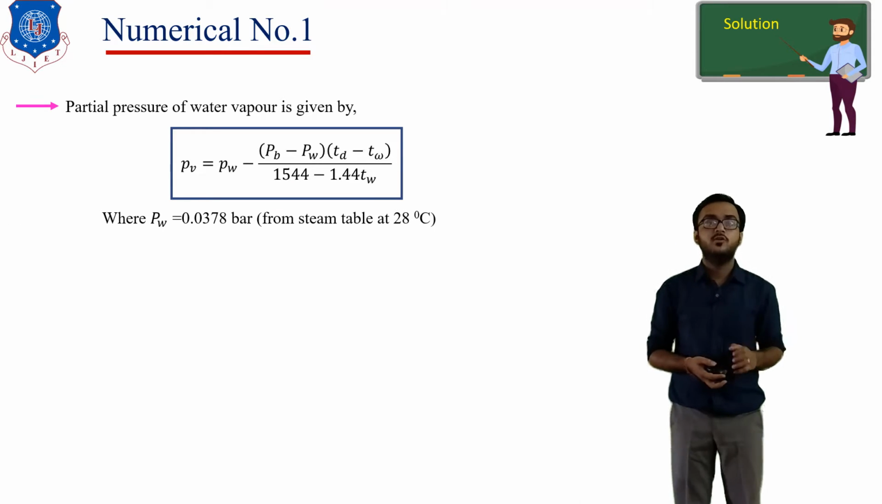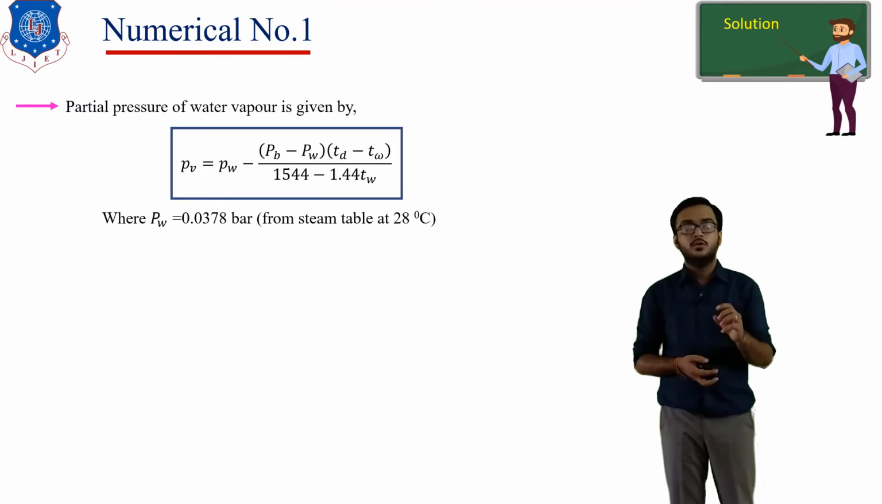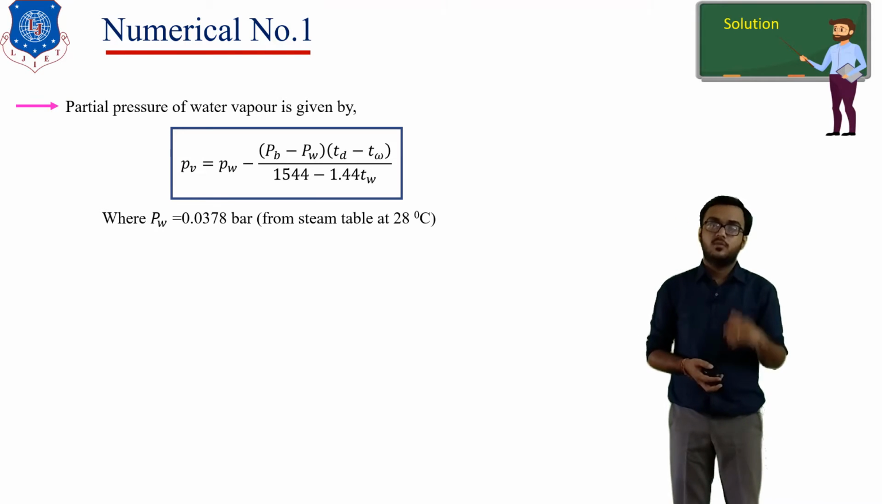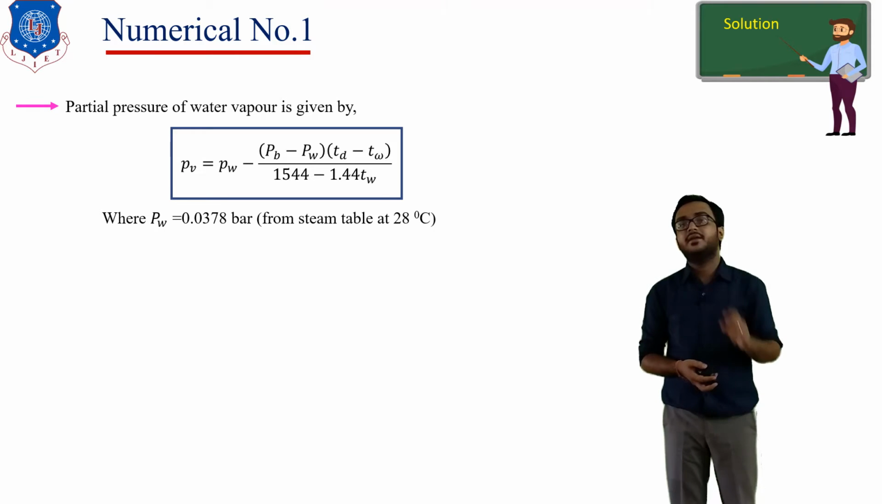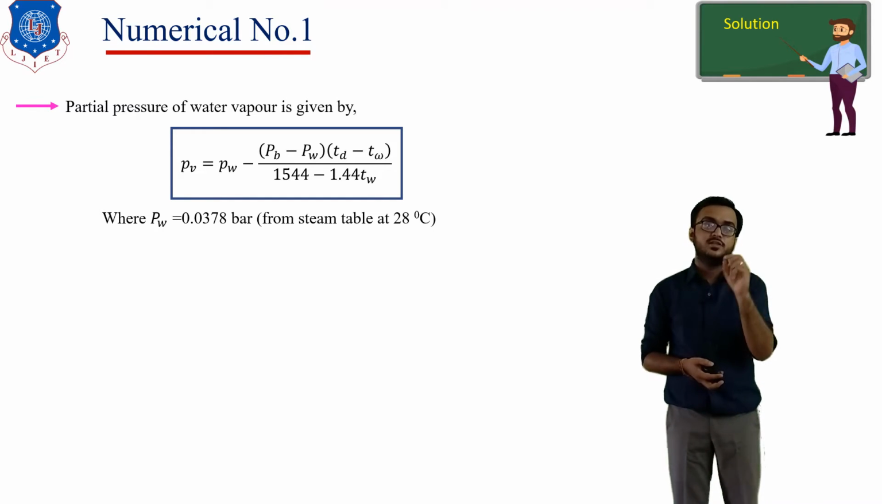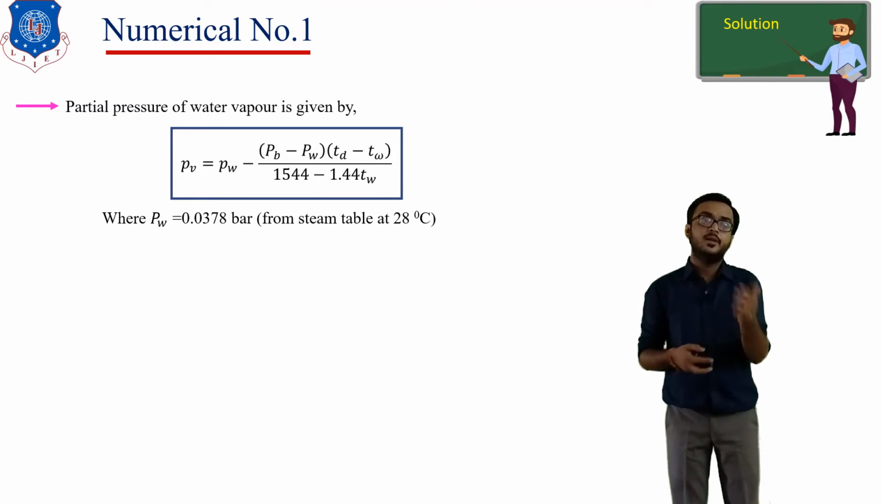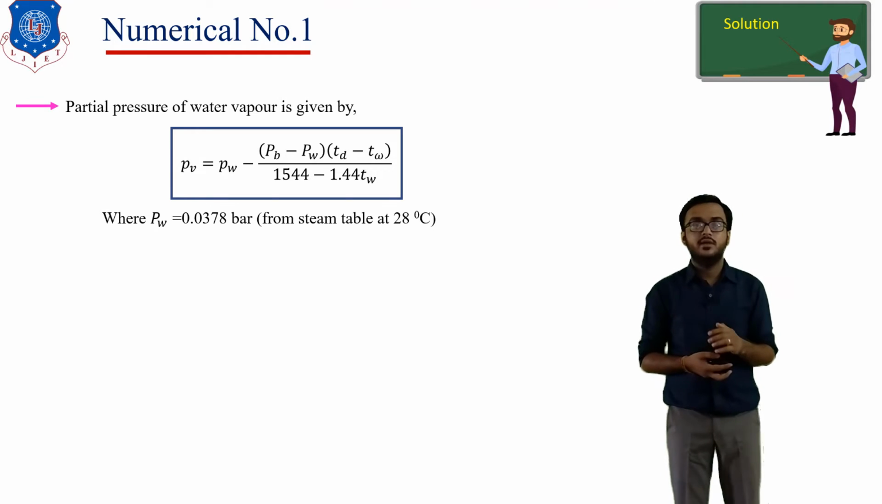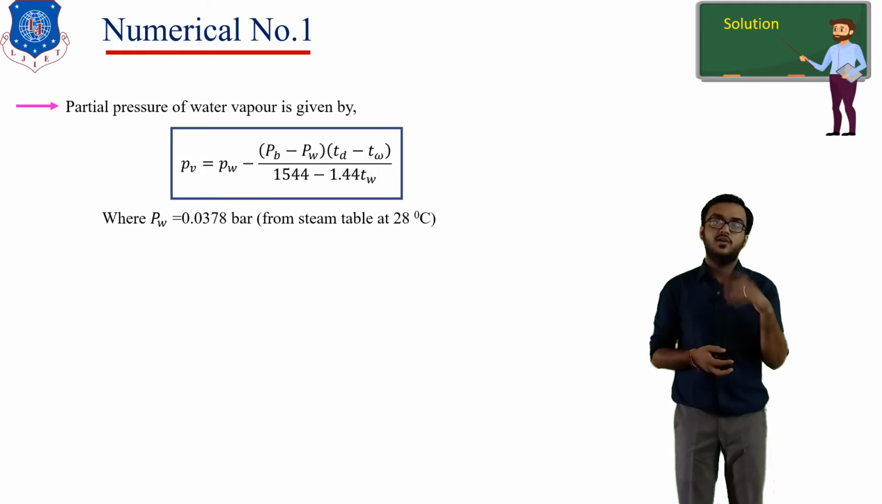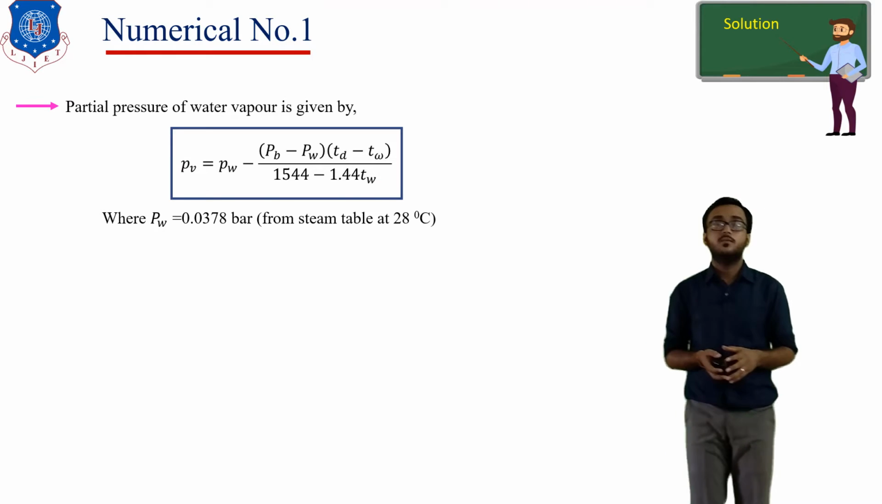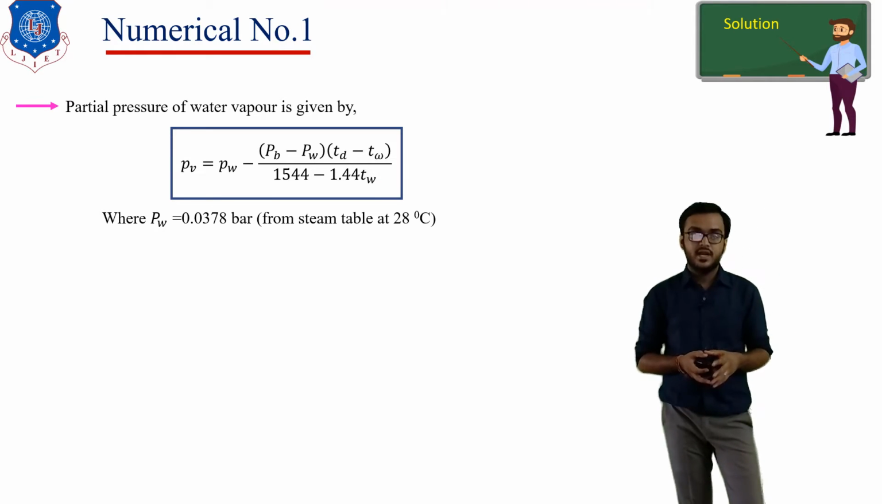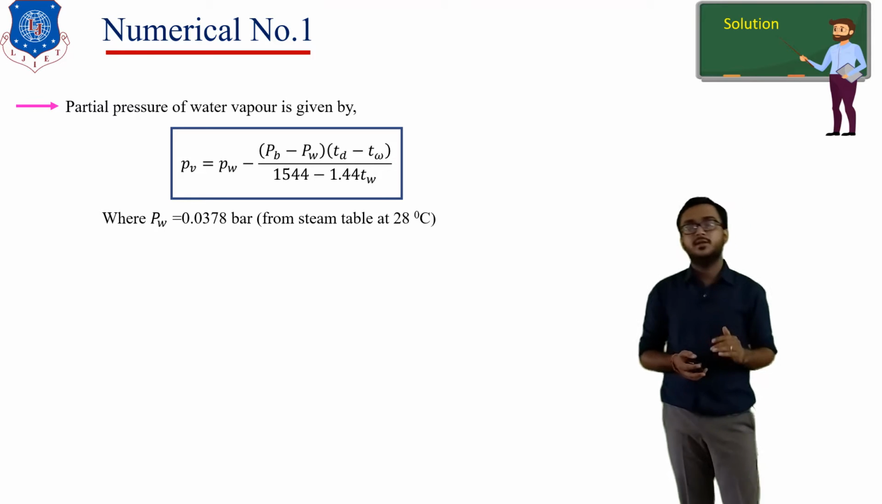To find the value of Pw, you need to observe the steam table. From the steam table, at 28° temperature, the value of saturation pressure is 0.037 bar, which is equal to Pw. So just use the steam table and identify the value of Pw. Pw is equal to the saturation pressure at 28°. As per the data, the value of Pw is 0.0378 bar at 28° from the steam table.